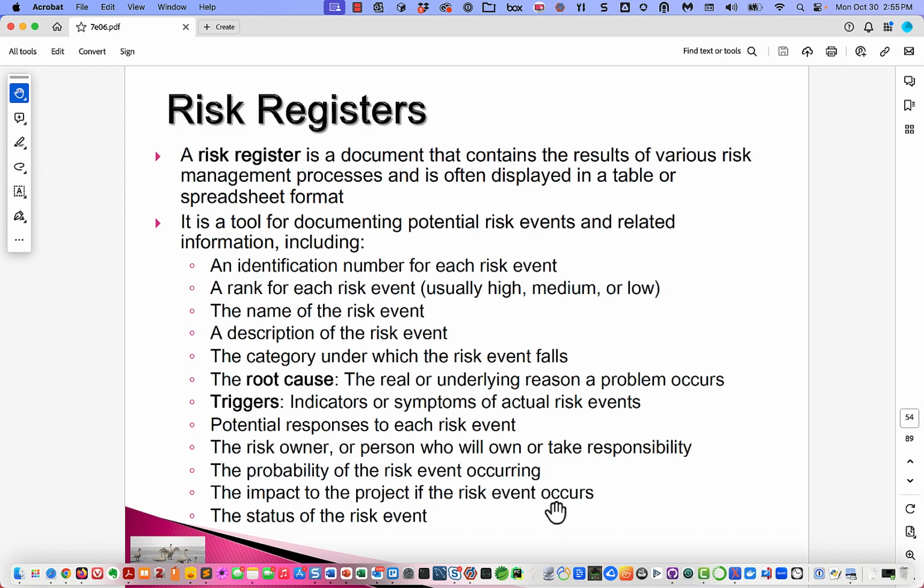Risk registers. Okay, this might be a nice place to break between part one and part two. I think we're more than halfway done, but I'm going to stop here, and I'll be back starting here in part two. Here we go.